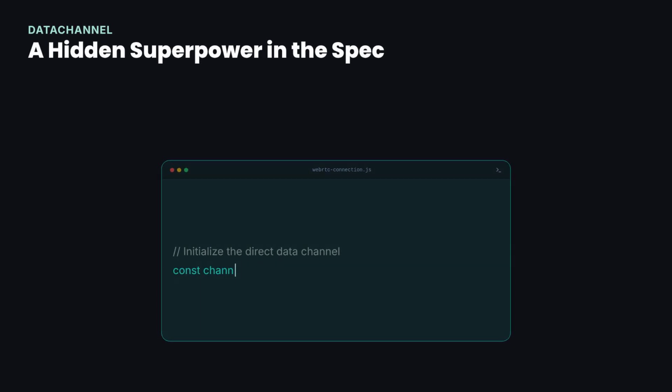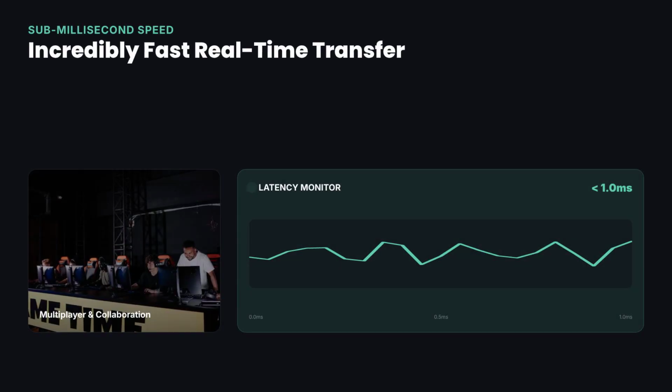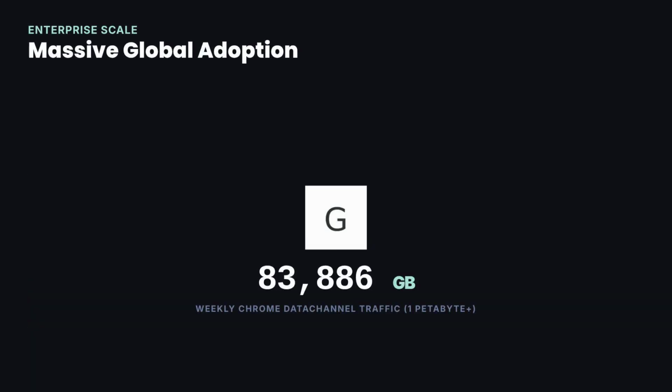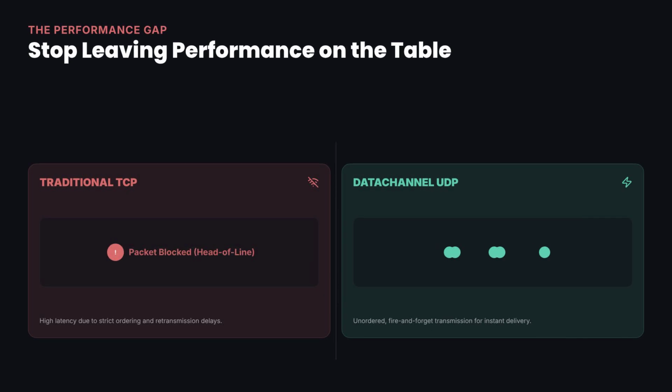But WebRTC is not just about video calls. There is a hidden superpower in the spec called the data channel. Unlike WebSockets, the data channel allows you to send arbitrary binary data directly between browsers over UDP. It is incredibly fast. We are talking sub-millisecond transfer speeds for multiplayer games, real-time collaboration tools, and peer-to-peer file sharing. In fact, Google Chrome alone processes over 1 petabyte of data channel traffic every single week. If you are still building multiplayer game backends with traditional TCP sockets, you are leaving performance on the table.